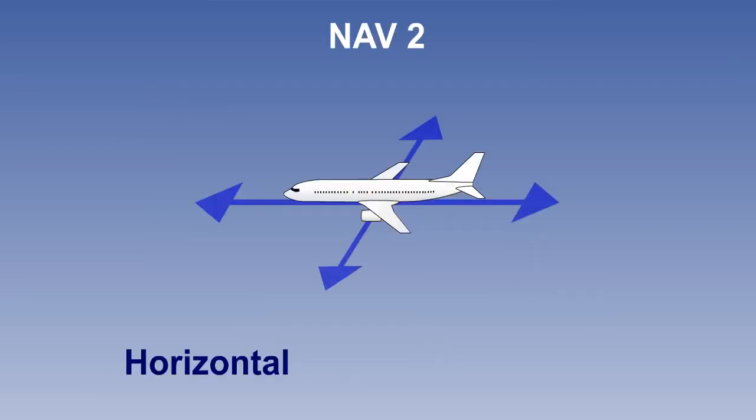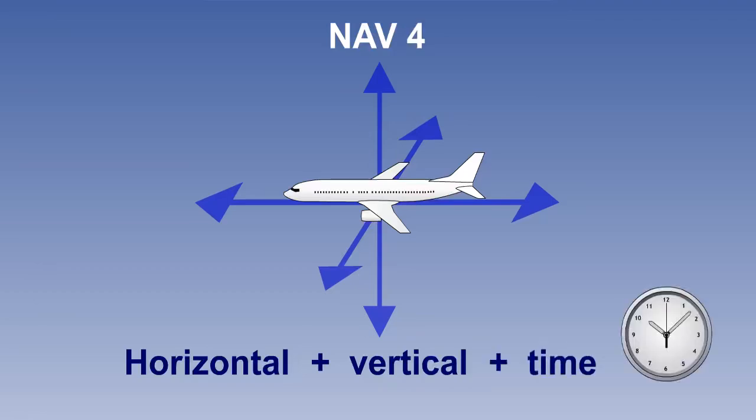There are 3 levels of RNAV capability. 2D RNAV provides guidance only in the horizontal plane. 3D RNAV adds guidance in the vertical plane, and 4D RNAV adds a timing function.